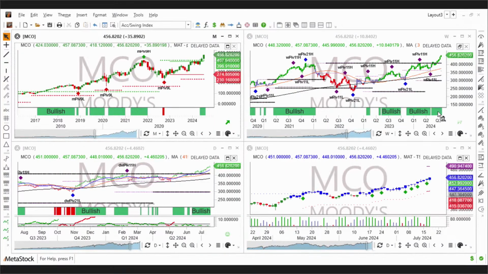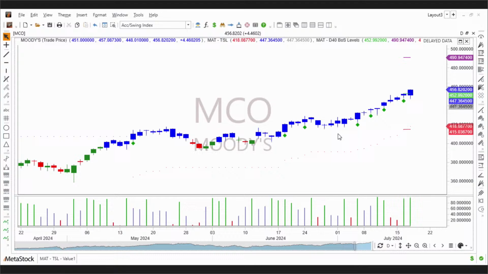We have that phase 4 confirmation on the weekly with the green ribbon. And we also have that phase 4 trend confirmation on the daily saying bullish. So we are bullish on the monthly, weekly, and the daily. And if I open up the daily in the bottom right, you can see, guys, how well this has trended.